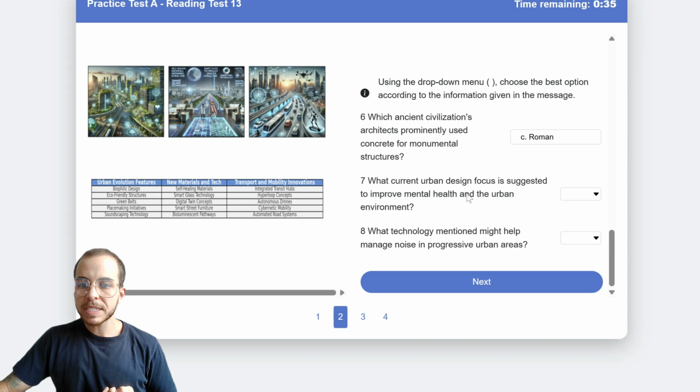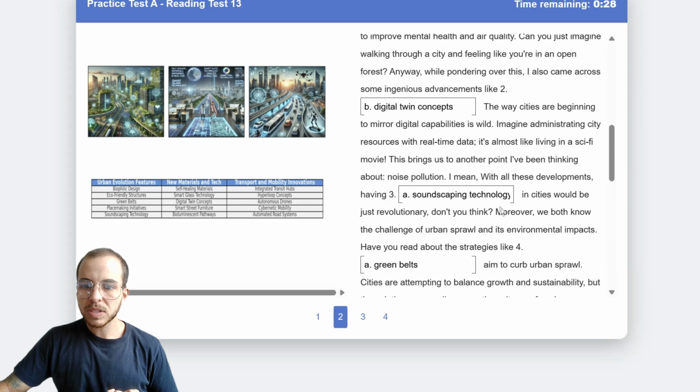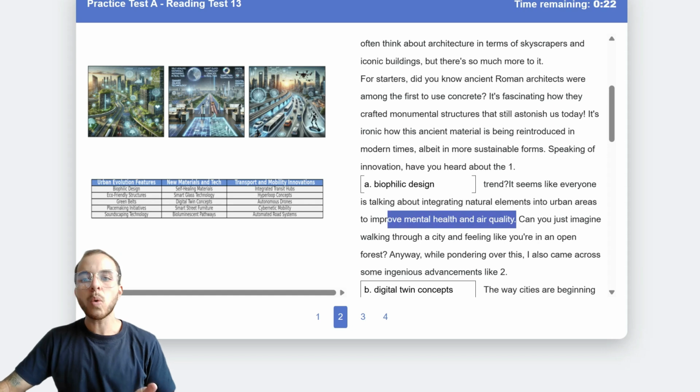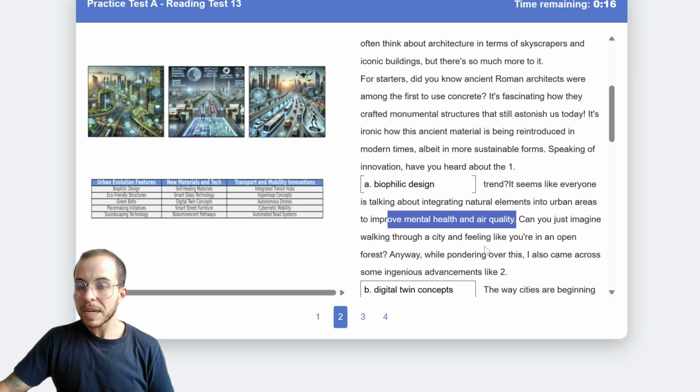What current urban design focus is suggesting improving mental health and environment? Mental health and environment, we saw that word, mental health. Improve mental health and air quality. So the biophilic design. Now, if you got that question wrong, you would get the second one wrong as well.